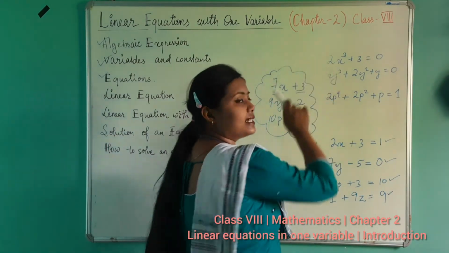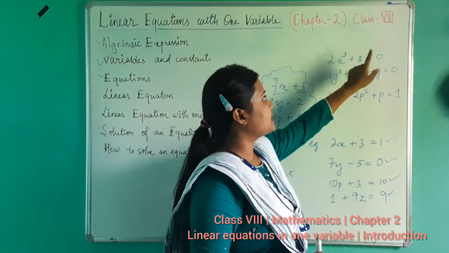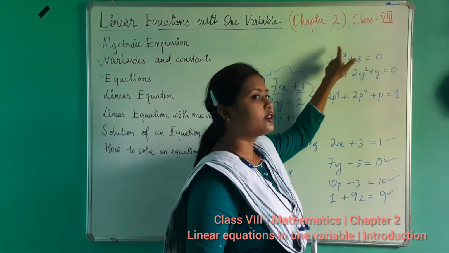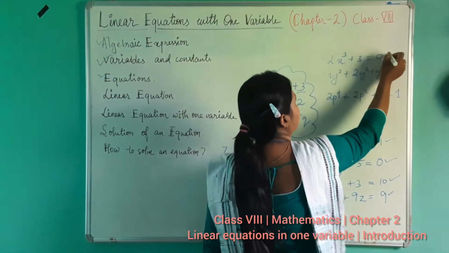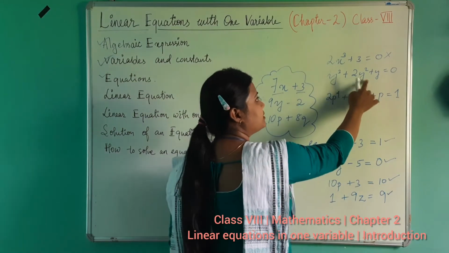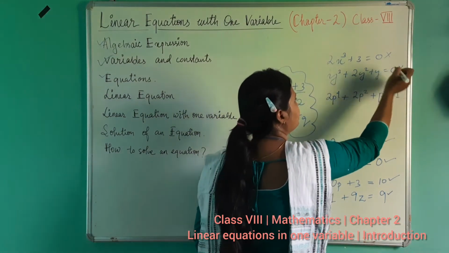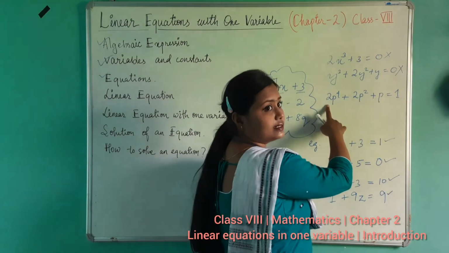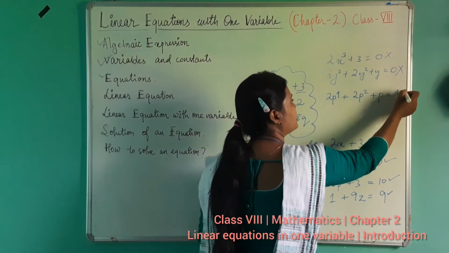See, the variable is x here and its power is 3. 2x cube plus 3 equals 0. The highest power of the variable in this equation is 3. So this is not a linear equation. In this case, the variable is y and the highest power is 3. So this is not a linear equation. In this, the highest power of variable p is 4. So this is not a linear equation.